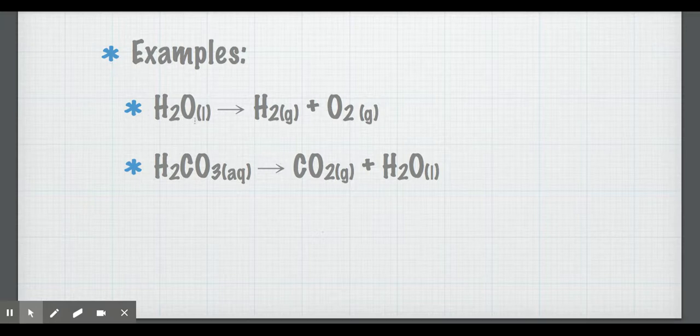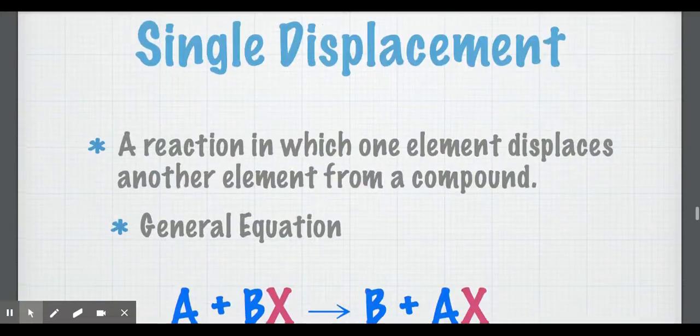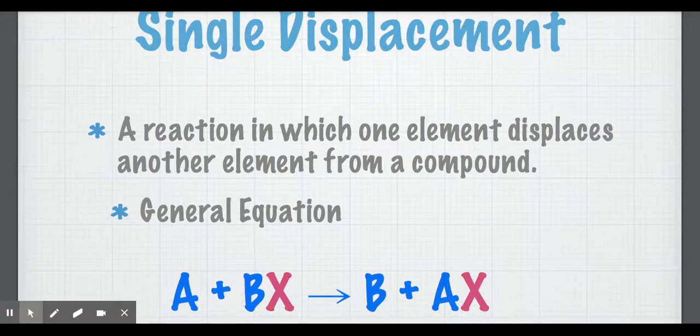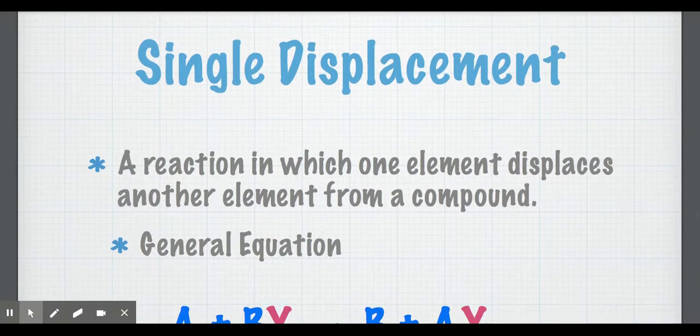So we've got our carbonic acid, and it's being broken down into carbon dioxide and into water. My plus sign is now on my right-hand side. So synthesis and decomposition are both simple reactions, and they are considered to be opposites of each other. Let's take a look at our next type of reaction, and this is our single displacement reaction.